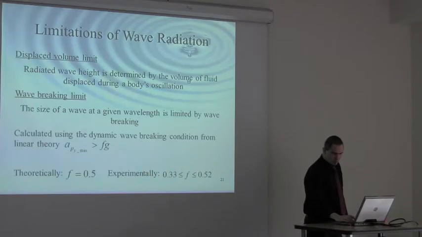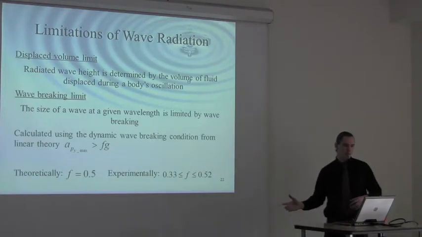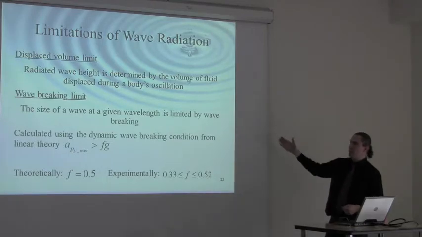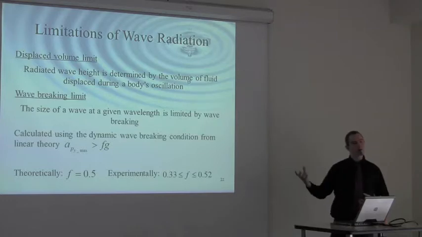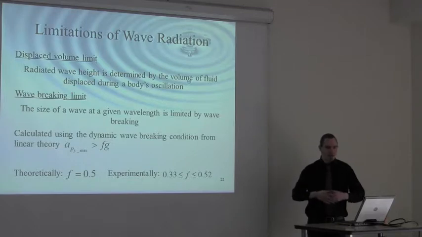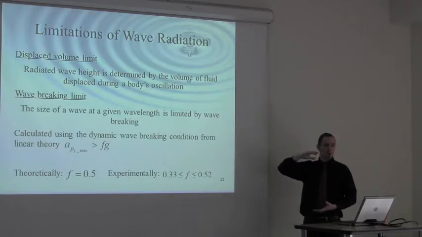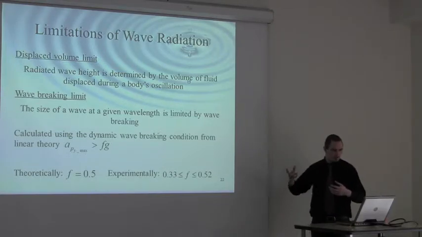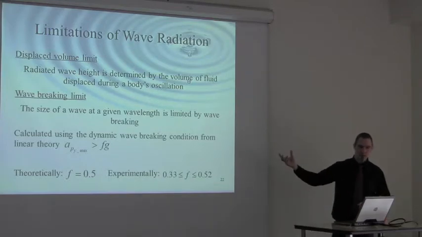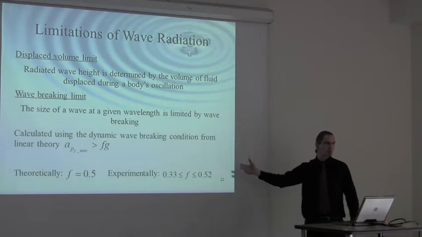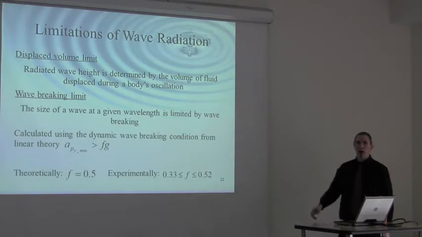And what we find with that, we've been talking about this displaced volume, is that there's a relationship between the displaced volume and the height of the radiated wave that you can create with that. So as the amplitude of the wave goes up, you need to move more volume of water out of your control volume to be able to generate that wave. One of the other limits that we've seen, which we've already talked about, is the wave breaking, which we saw in the sphere.